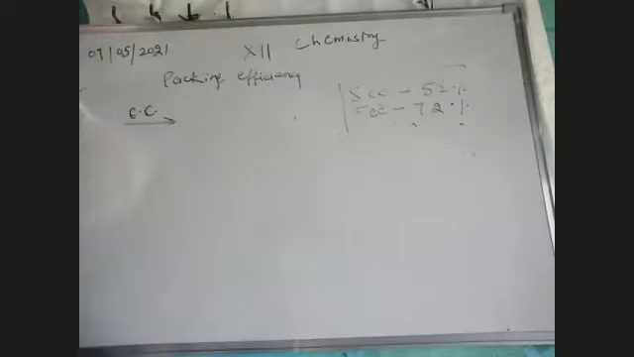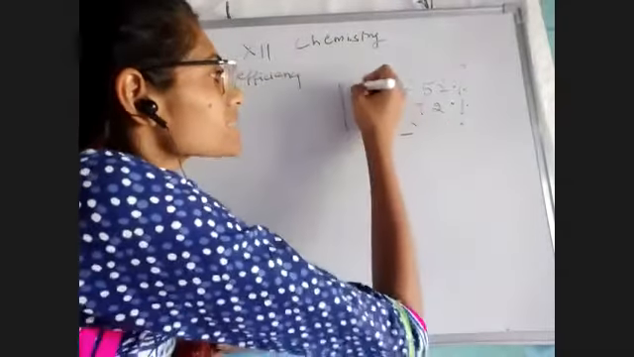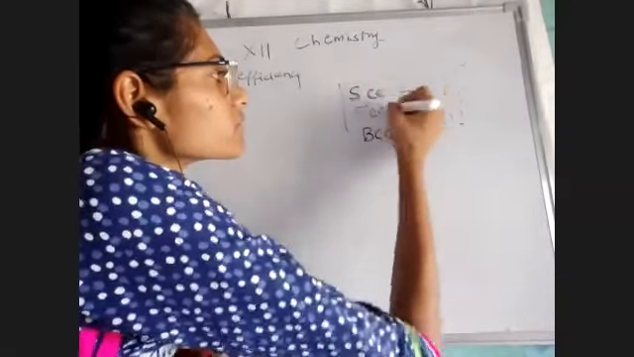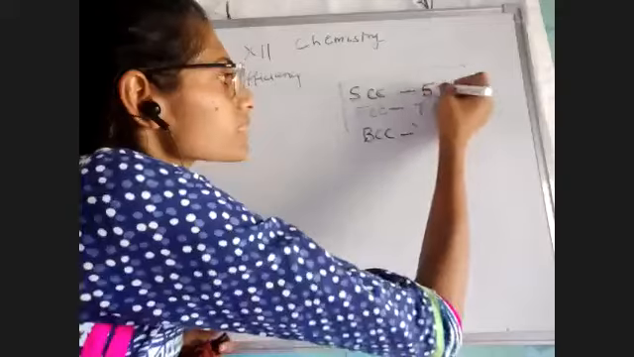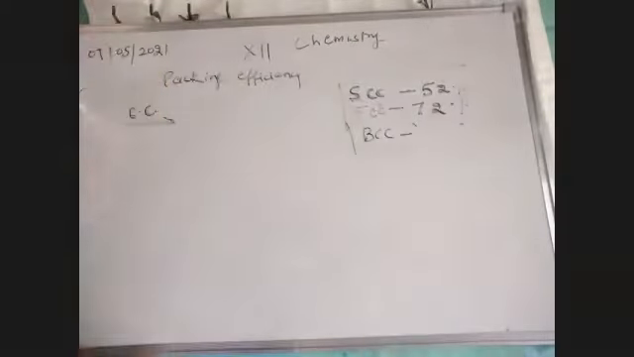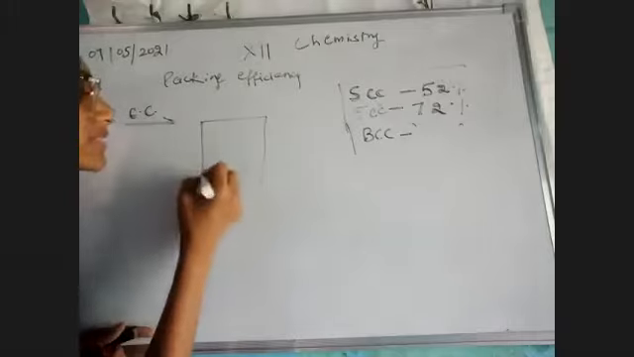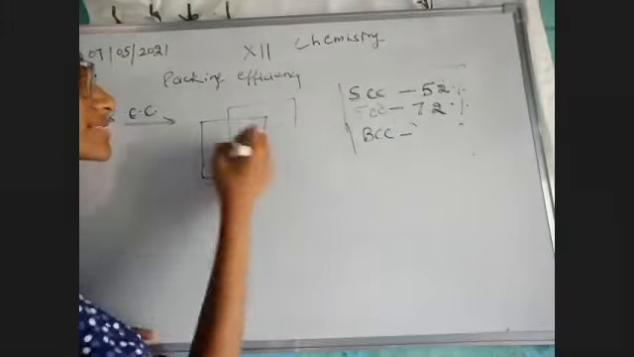Okay, now we have done with the simple cubic, we have done with the face centered. Now let's do with the body centered. 52%, 72%, and now let's see who will be the winner, who will get the maximum packing efficiency. Now, what's the new beginning? What's the new deal in the body centered unit cell?